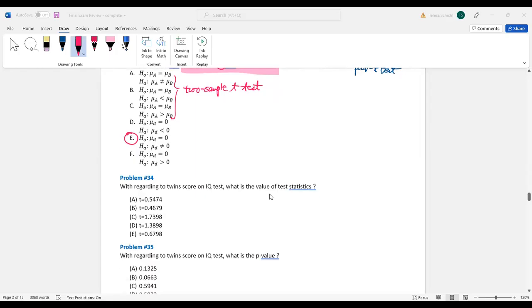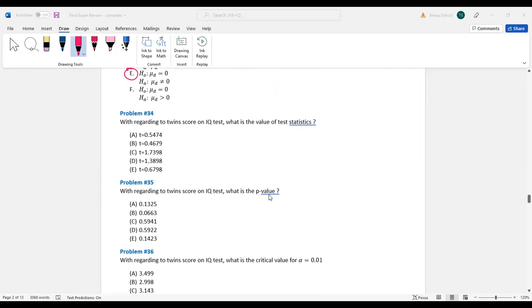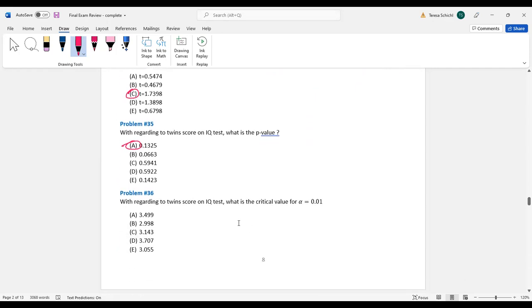Okay, so let's go back to our final exam. From the calculator, I know my test statistic is 1.7398. Then the p-value from the calculator is 0.1325. Okay, so now with regard to the twin score on the IQ test, what is the critical value for alpha equal to 0.01?